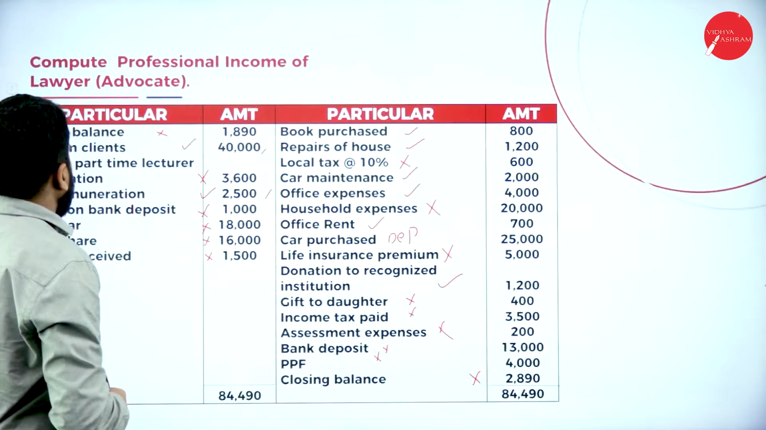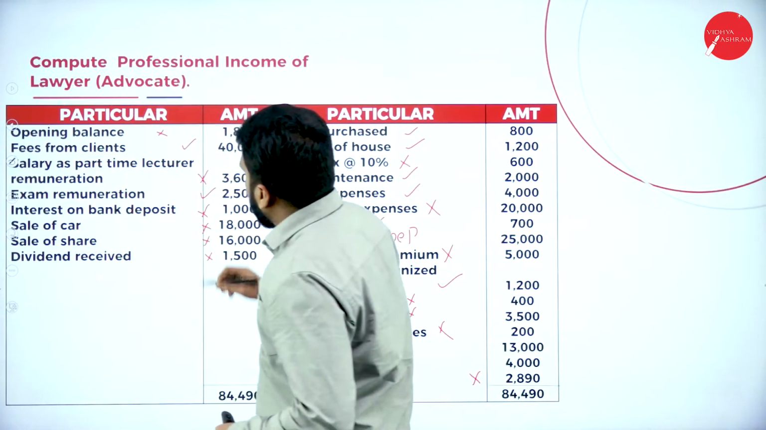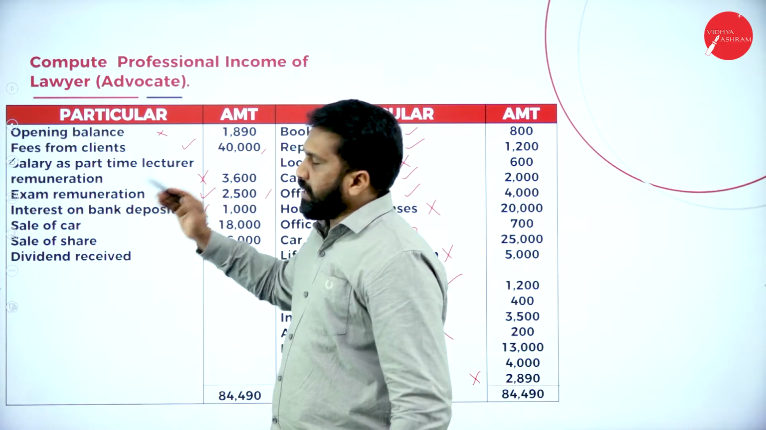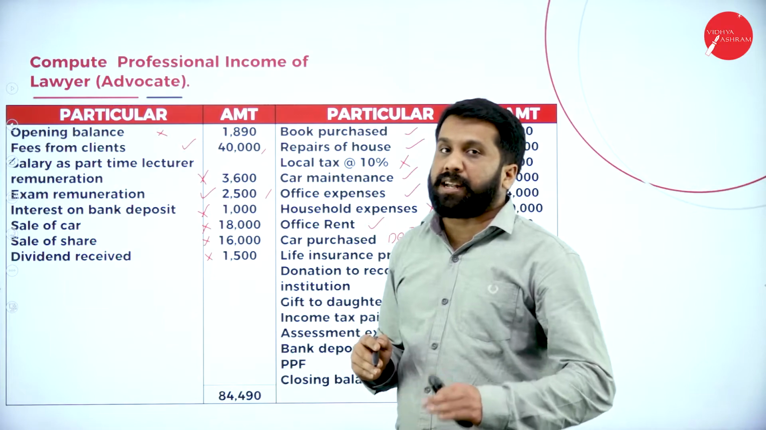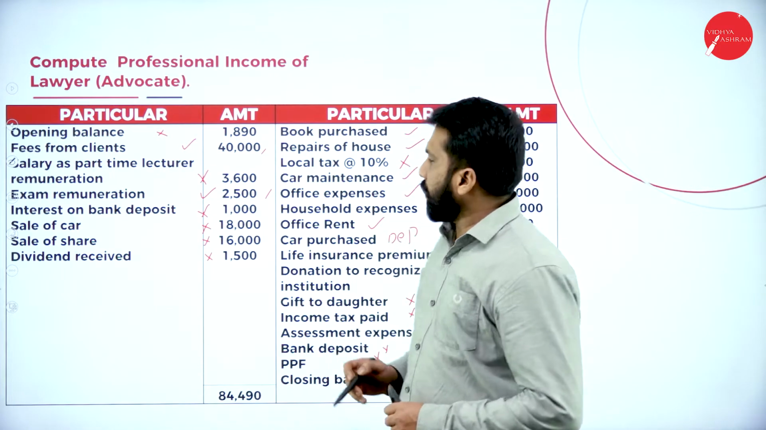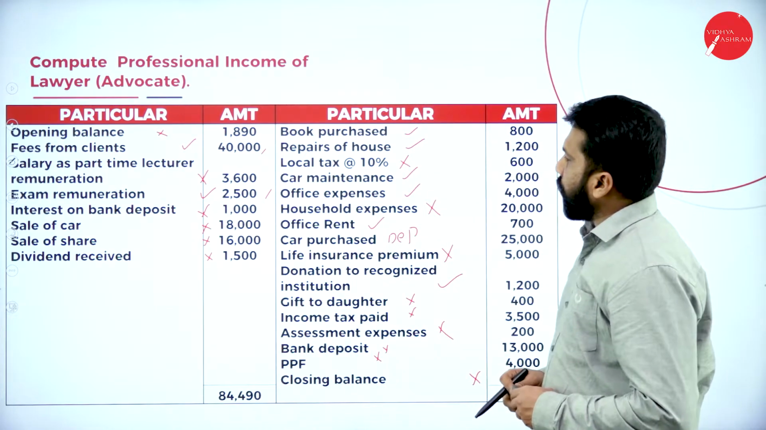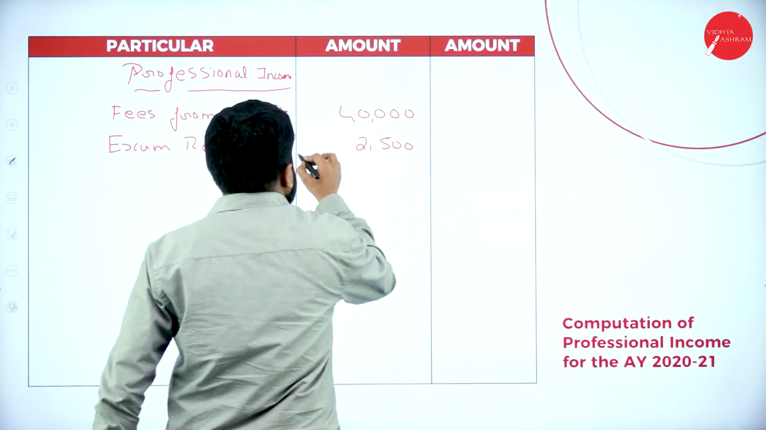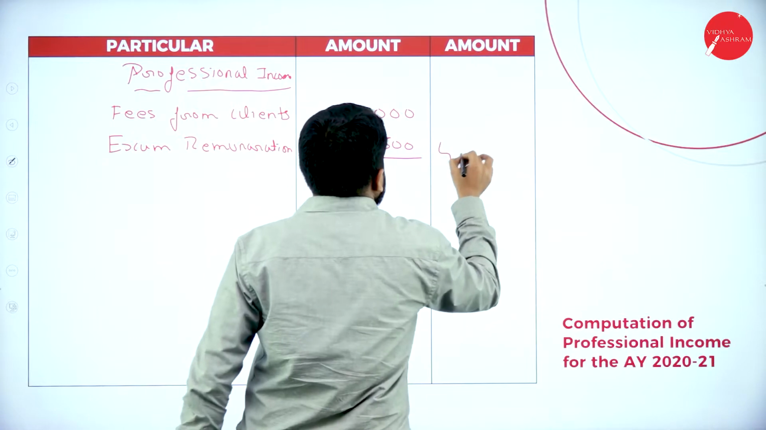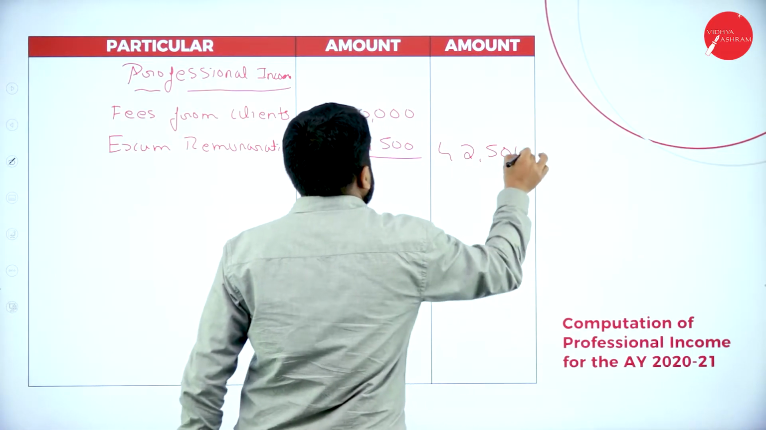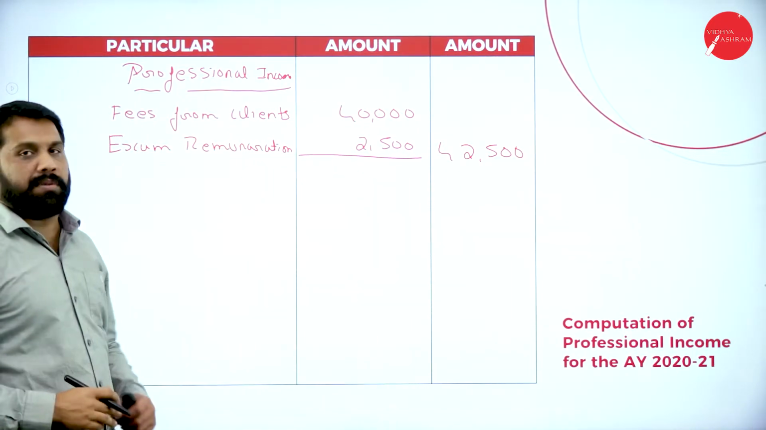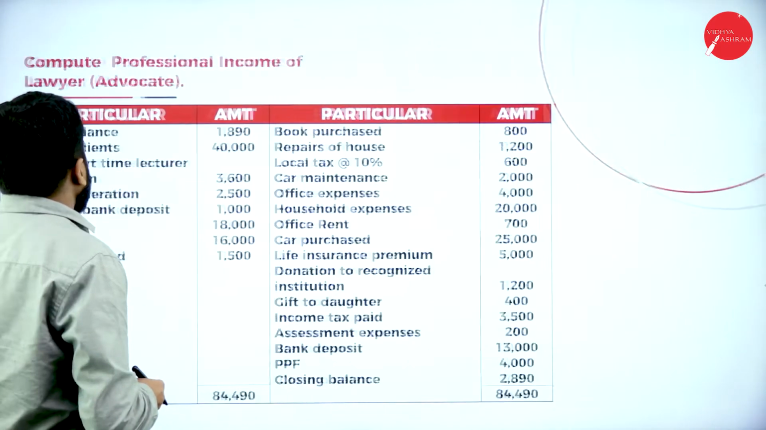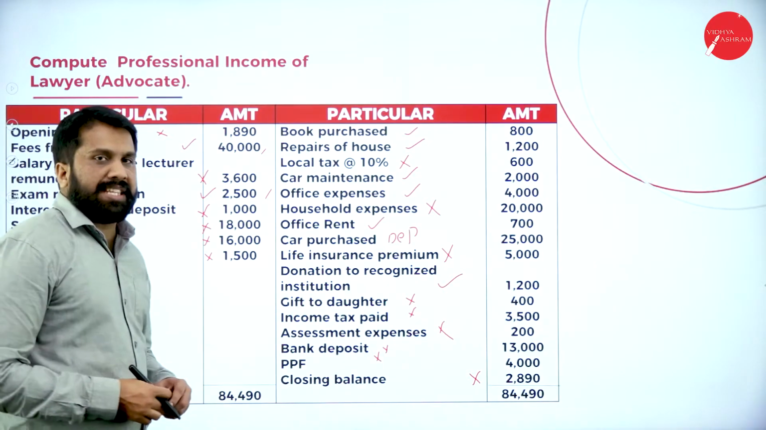Yes. Do we have any other income? Interest, sale of car, sale of share? Yes, these are all income, but these are not professional income. Now, only two incomes we got, so I'll add that. If you add this, it will be 42,500. Now, I'll go for all the expenses.